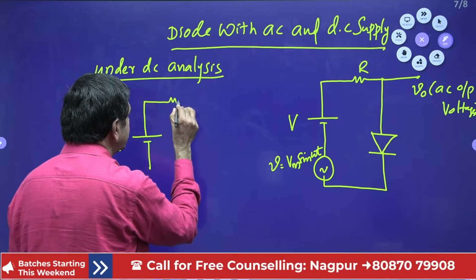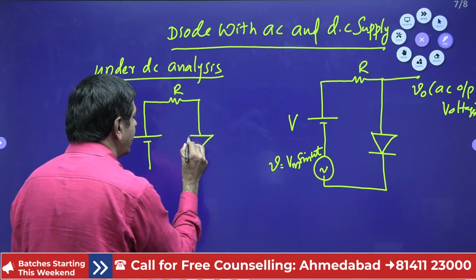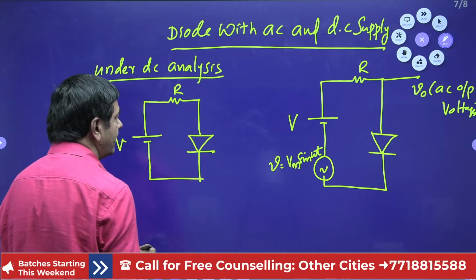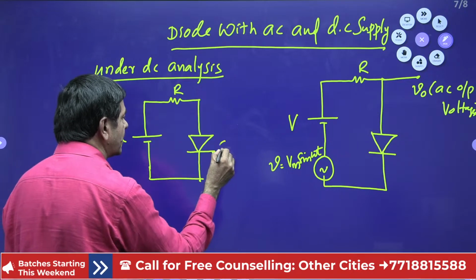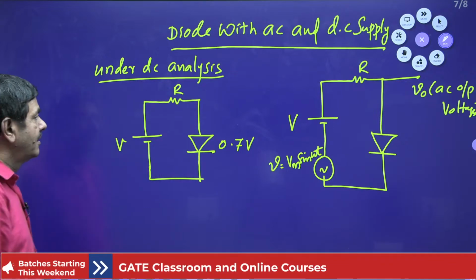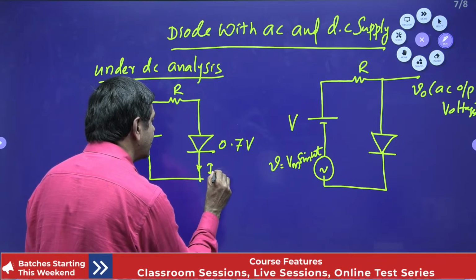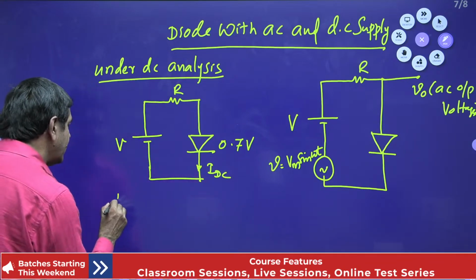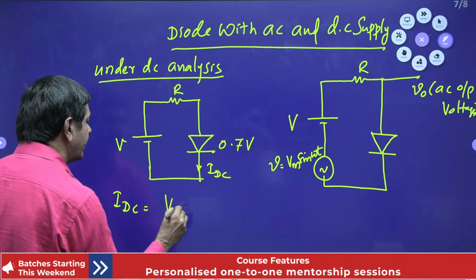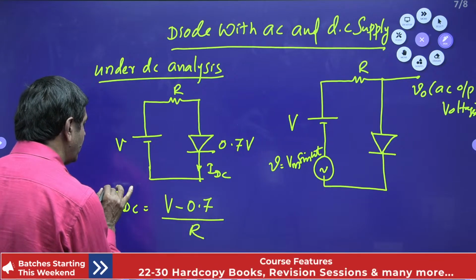There is a resistance R and there is a diode. If not given, it is silicon, we can take it, since practically we use silicon diodes. Under DC analysis, the voltage across the diode is known, 0.7 volts for silicon. Then you measure what current is passing through this side. That current is IDC. So IDC equals V minus 0.7 divided by resistance R, you will get IDC directly.